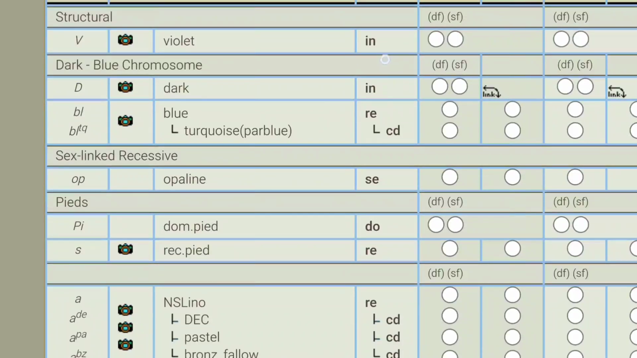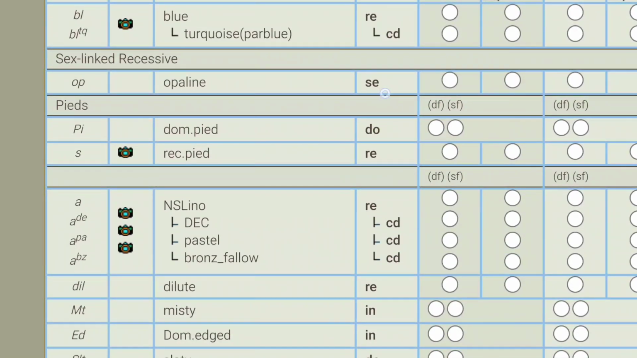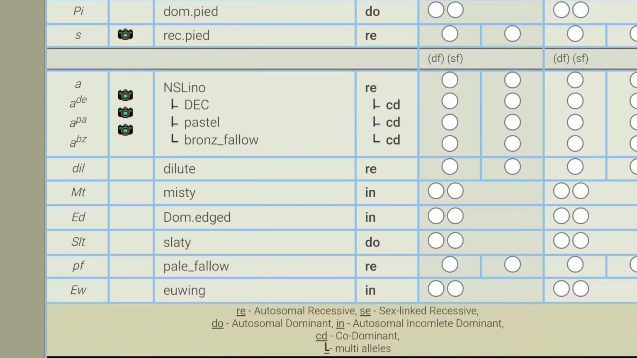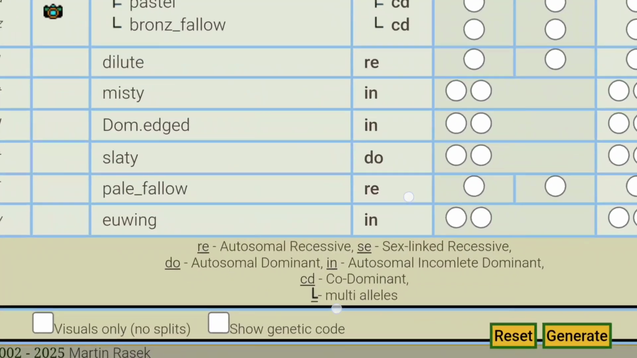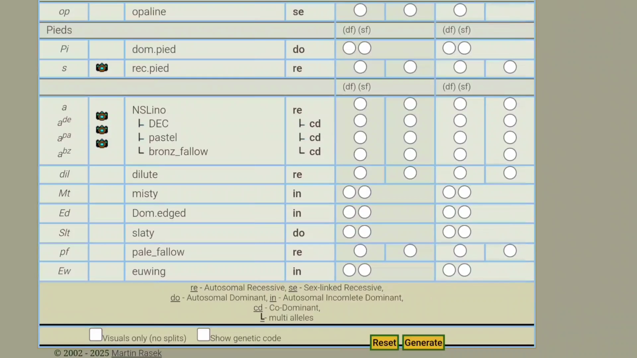When it says IN, it is referring to incomplete dominance. Then we have RE for recessive, CD for codominance, SE for sex-linked, DO for dominant. All the abbreviations are mentioned here: RE for autosomal recessive, SE for sex-linked recessive, DO for autosomal dominant, IN for autosomal incomplete dominant, CD for codominant, and L for multiple alleles.